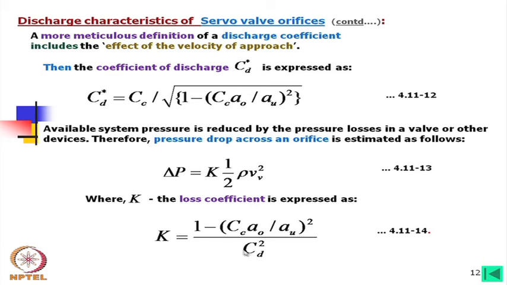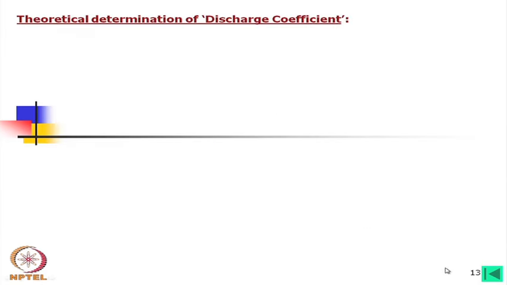Now, this we usually find experimentally, it can be measured, and from there we can calculate what the K will be. In many cases for servo valves, this rating is also supplied by the manufacturers. Also, we can find the discharge coefficient theoretically. Again, this is not purely theoretical or analytical; rather, based on experiment we can estimate the discharge coefficient for some cases. How?